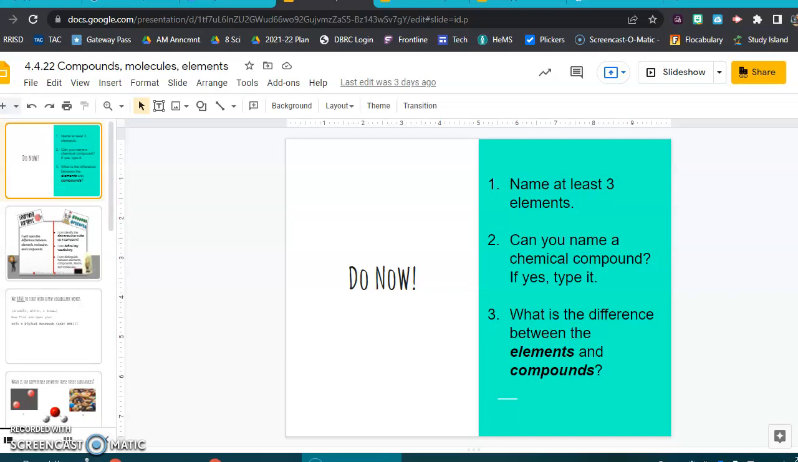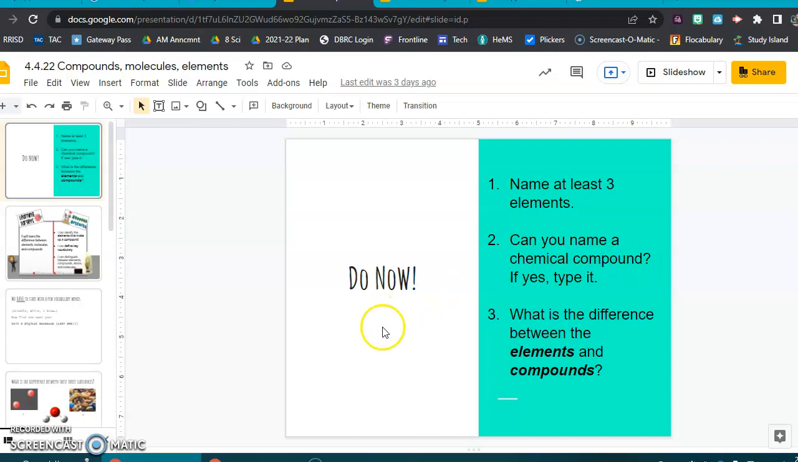Hey everybody, it is the beginning of our chemistry unit, so it is Monday, April 4th, and we're going to name at least 3 elements. That's right, gold, oxygen, lithium, chlorine, or sulfur. Can you name a chemical compound? And if yes, type it. Well, of course we can.